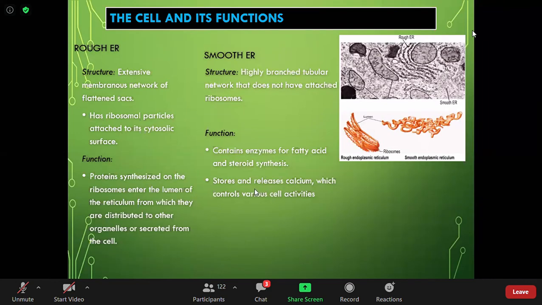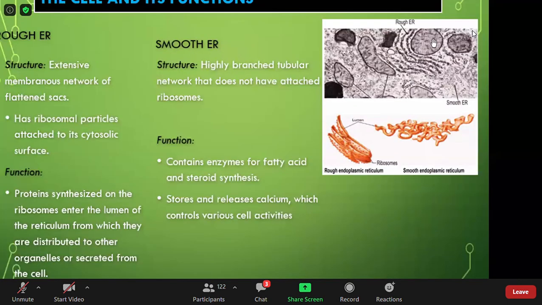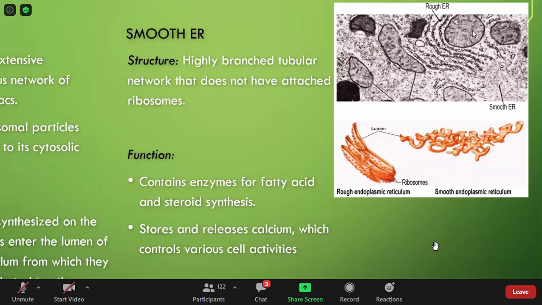So, and this stores and releases calcium, which produces various cell activities. The proteins in the rough endoplasmic reticulum, they enter the lumen of the reticulum, from which they are distributed to other organelles or secreted from the cell. They are extensive. This one, oh, ganito. So this is your rough endoplasmic reticulum.